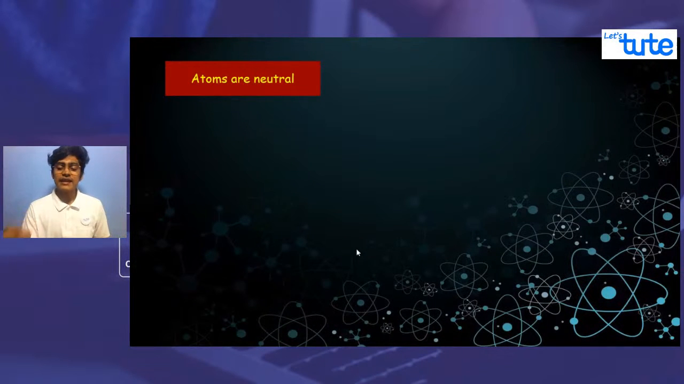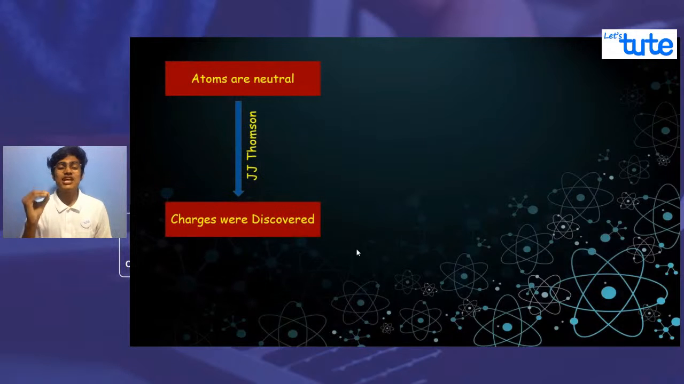But after that, there was a scientist, J.J. Thomson. He was the first one to discover charge in the atom. It was the electron, the negative charge. After that, there was Goldstein, who discovered the proton, the positive charge. So these were the two scientists who discovered the charges in the atom.